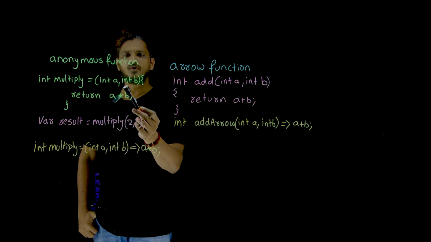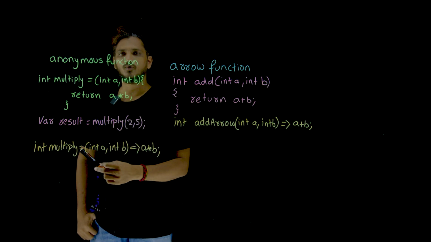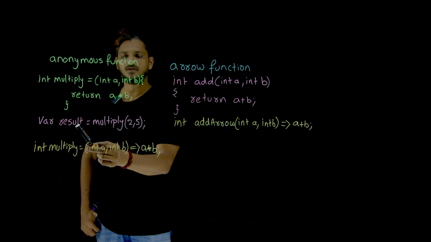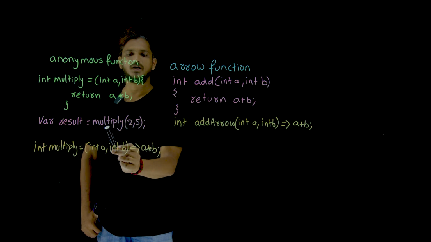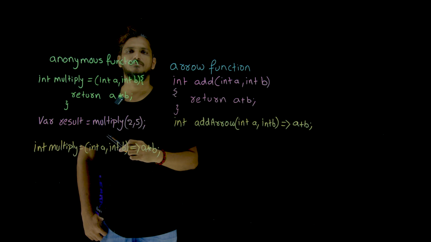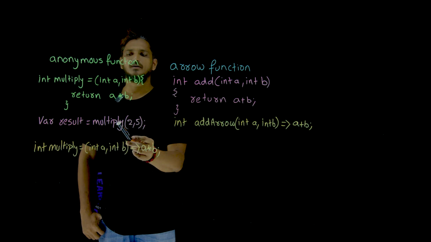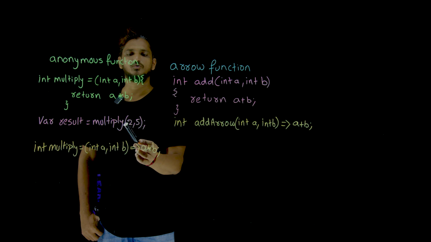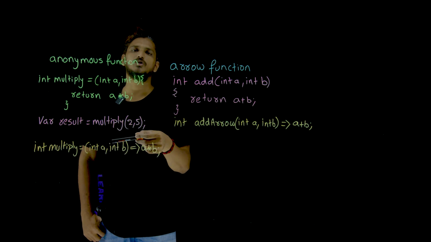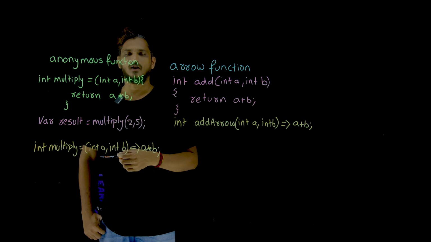If you want to access this function, this is how we do it: result is equal to, using the variable name, multiply of 2, 5. It is going to give the result of 2 times 5, which is 10. 10 is going to be in the result. If you display it, you are going to get 10.